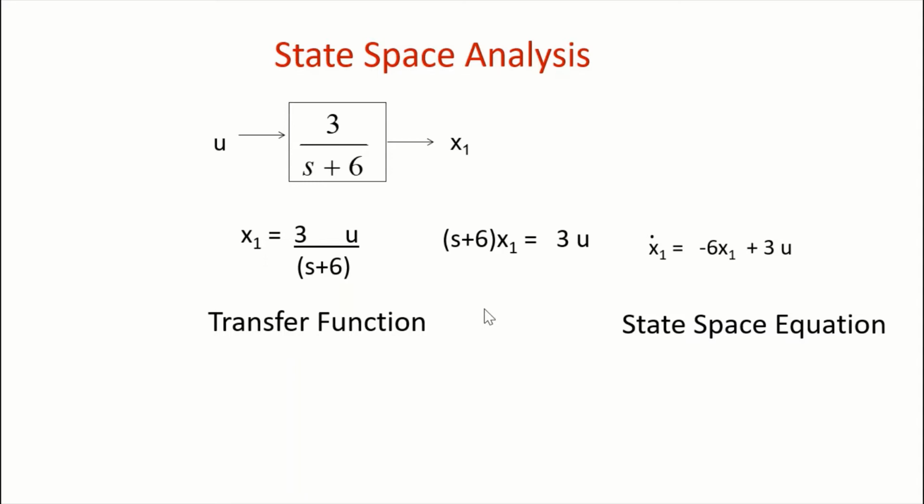So let's look at some simple state space analysis now. You've got transfer function 3 over s plus 6, output x1, input u. So you can say x1 is this box times the input. So given x1 is 3u over s plus 6, then move the s plus 6 up here. So we get s plus 6 times x1 is 3u, but s is d by dt. So d by dt of x1 is x1 dot. 6x1 on the other side is minus 6x1, and 3u.